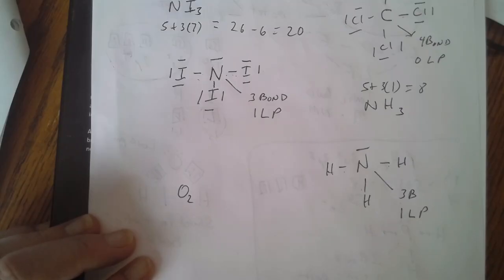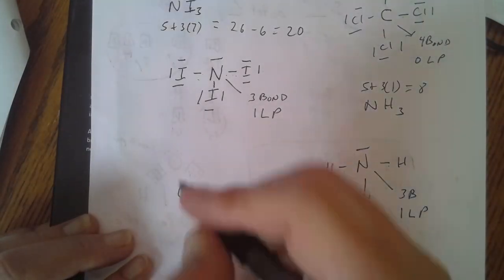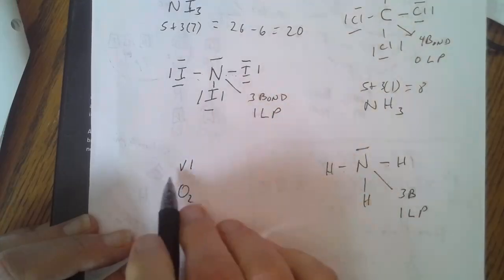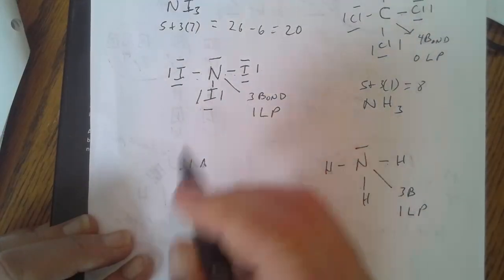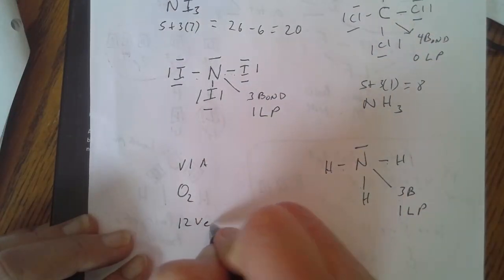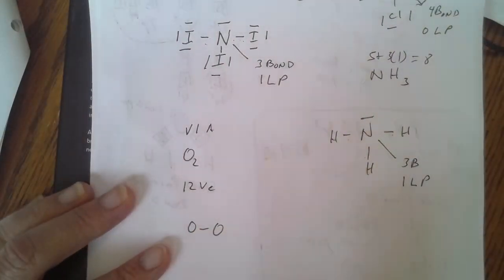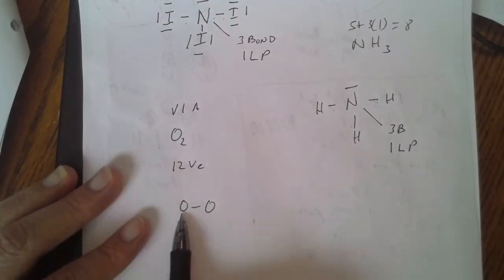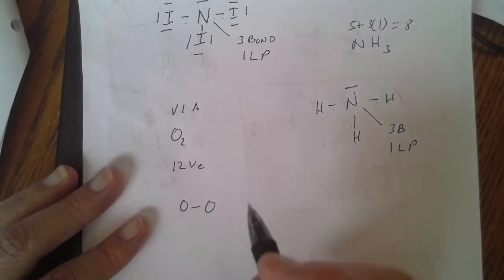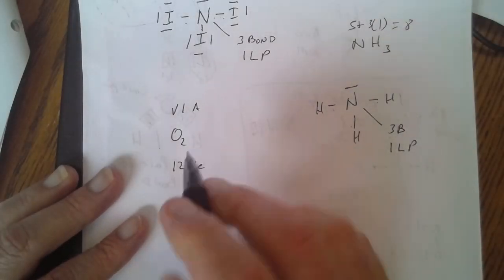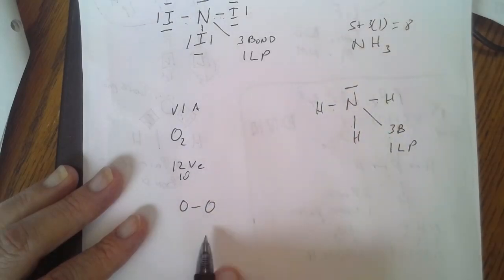Find the group that oxygen is in and multiply it by 2. What do we get? 12. Very good. It's in group 6A, so that's a total of 12 valence electrons. We don't have a central atom, so we'll put oxygen there. There's 2, so that gives us 10 electrons to play with.